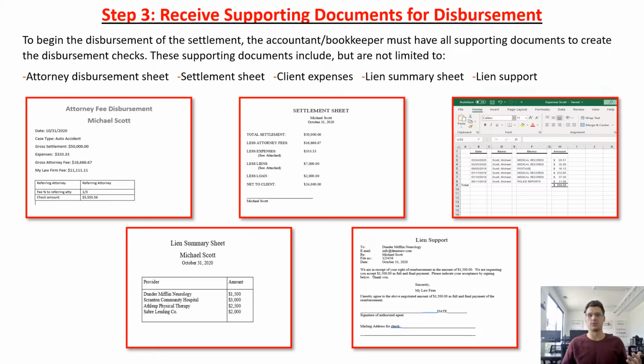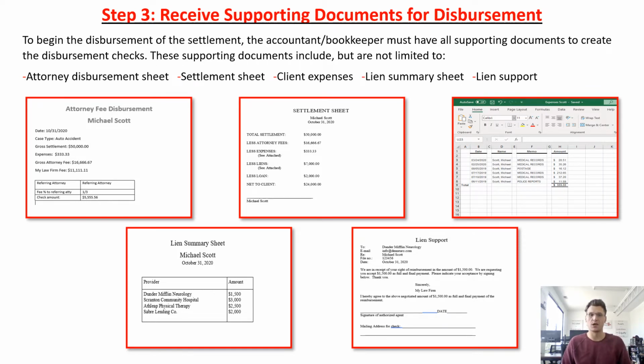Second is a simple settlement sheet: the total settlement minus the attorney fees, minus any expenses, minus the liens and loans, and then net to client. In this example, I'm going to be using Michael Scott as the client. Third is the client expenses. This will be a summary sheet of all the client expenses incurred during the case that we're getting reimbursed for.